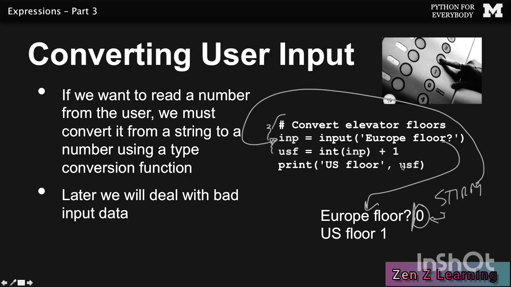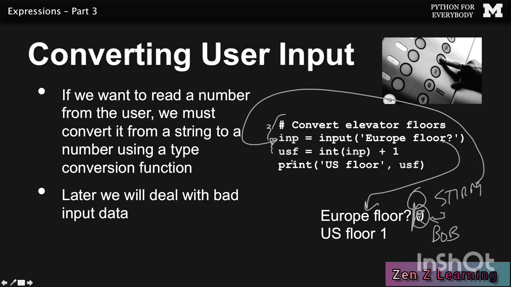We're going to pull this string 0. We have to convert it to an integer, otherwise we can't add 1 to it. If we just did inp + 1, we'd get a traceback. But we say int of inp, convert it to an integer. Now, if you mess this up and put Bob in, then this thing is going to blow up because int can't convert Bob to an integer. But because we have a 0 here, we're okay. So then we add 1 to it and store that in usf.